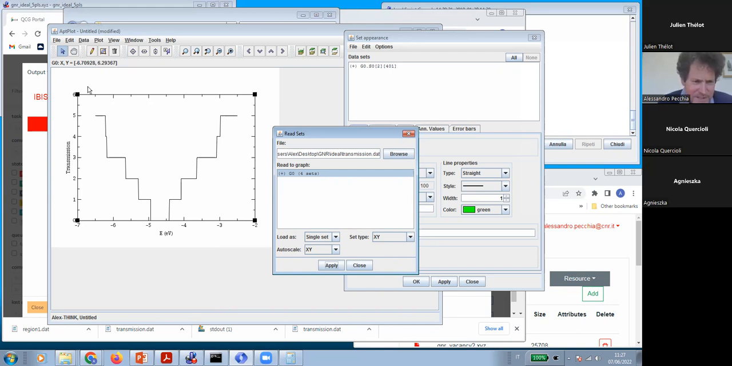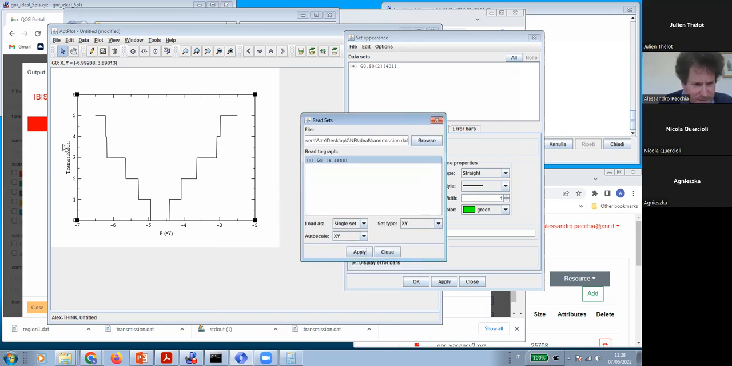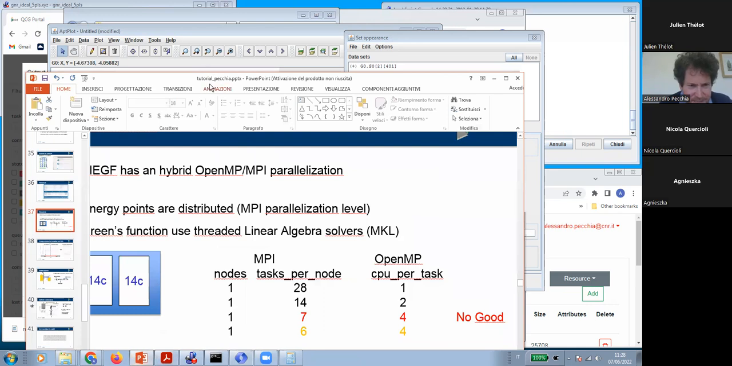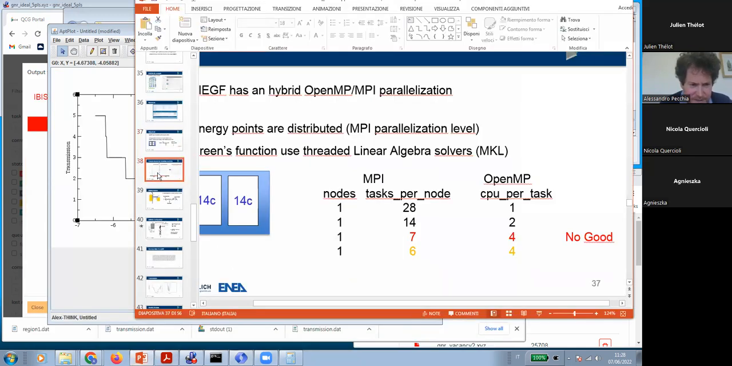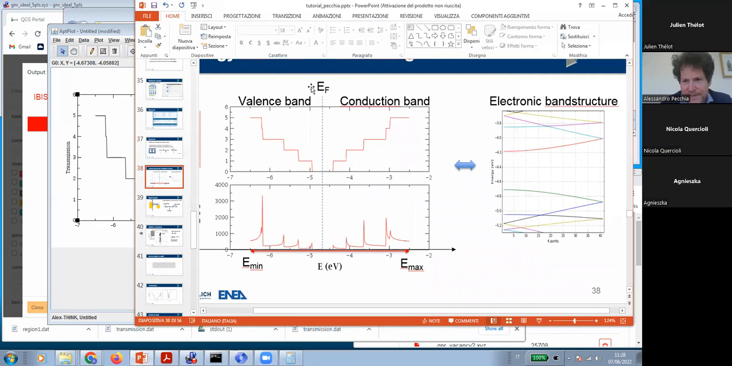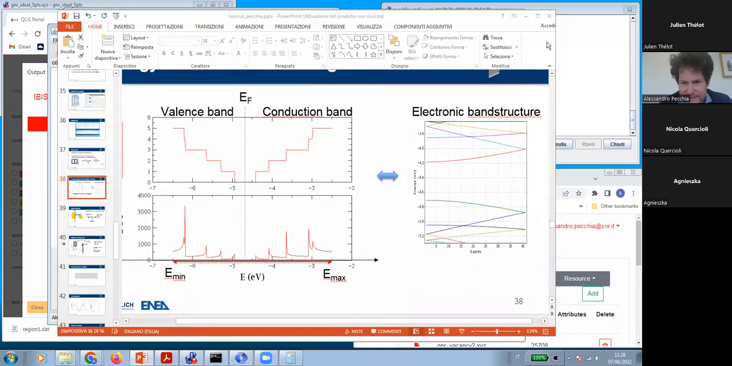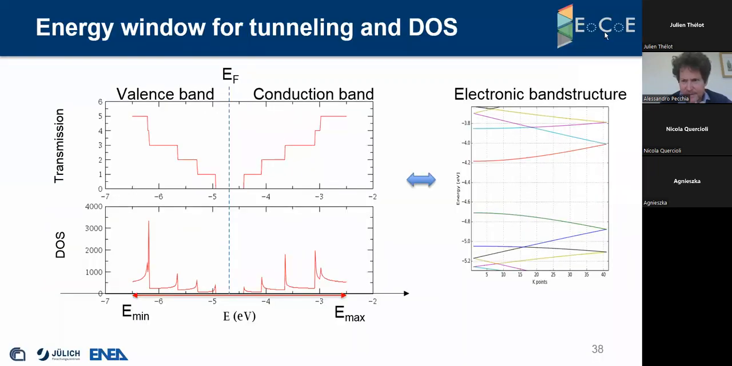looking at transmission. Transmission here is not exactly a probability of transmitting because it's not normalized to unity, but it also embeds the so-called number of channels that are transmitting. To make it a bit more clear, hopefully, I already prepared here some slides. Let me put it all together. Okay, what do we have here?